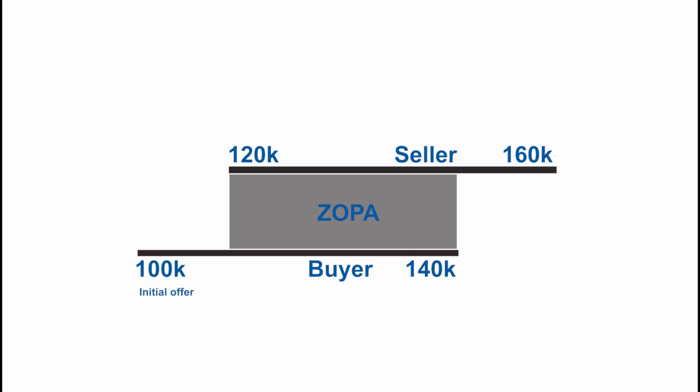What is WATNA? In our example, it will be anything below 120,000 for the seller or anything above 140,000 for the buyer. We will call the 120 and 140 respectively RPs. WATNA is always less than the RP for the seller, greater than the RP for the buyer.